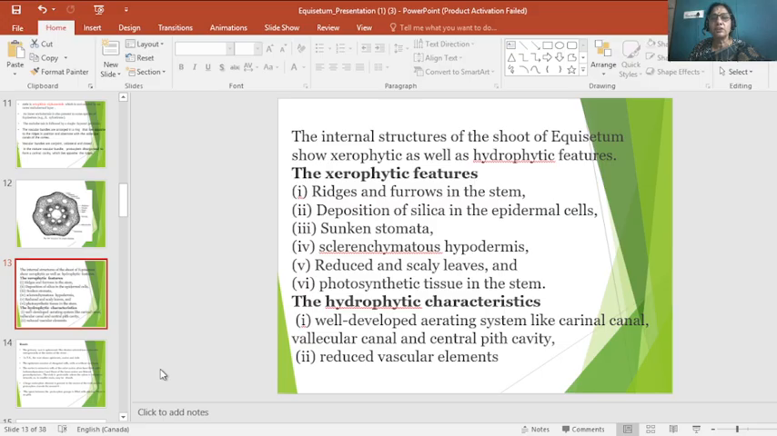The internal structure of a shoot of Equisetum shows xerophytic as well as hydrophytic features. The xerophytic features are the ridges and furrows in the plant, deposition of silica in the epidermis cells, the sunken stomata, sclerenchymatous hypodermis, reduced and scaly leaves, and photosynthetic tissues in the stem. The hydrophytic adaptations are well developed aerating systems like carinal canals, vallecular canals, and central pith cavity, and reduced vascular elements.